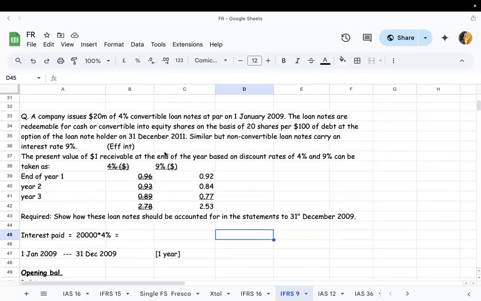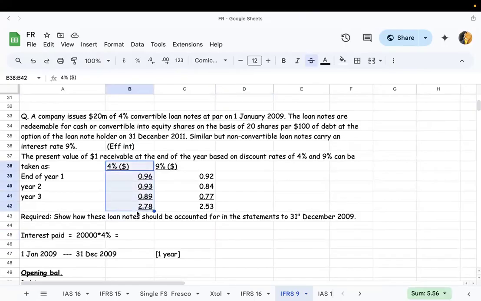Similar but non-convertible loan notes carry an interest rate of 9%, so that becomes the effective interest. The present value of $1 receivable at the end of the year based on the discount rates of 4% and 9% can be taken as below. Here I myself struck it down, but in the exam you would be given these two values. Out of that, you need to select only the value of your effective interest part. That means the 9%. So this is not to be taken.